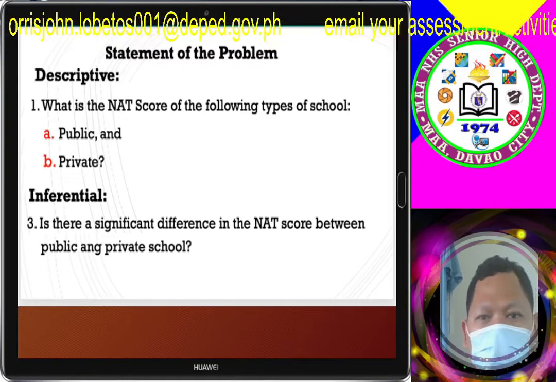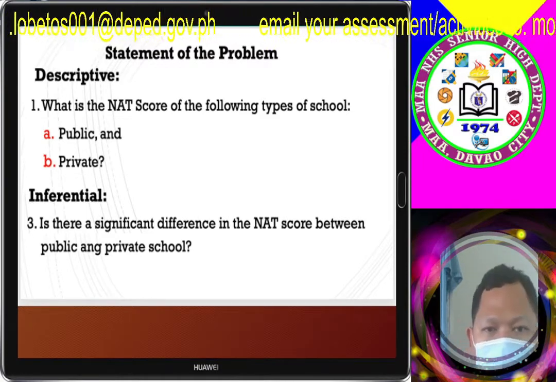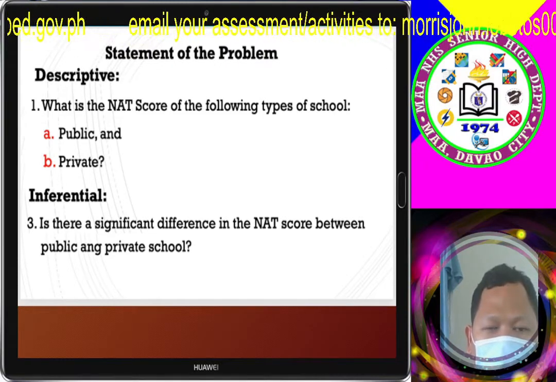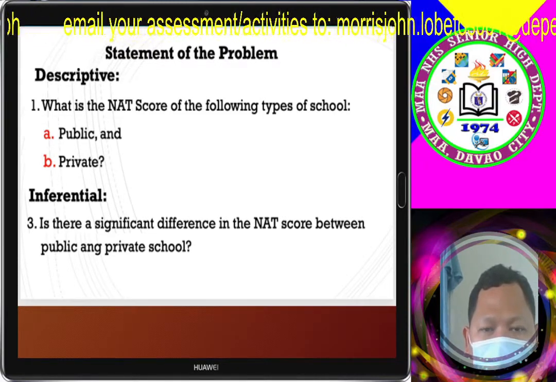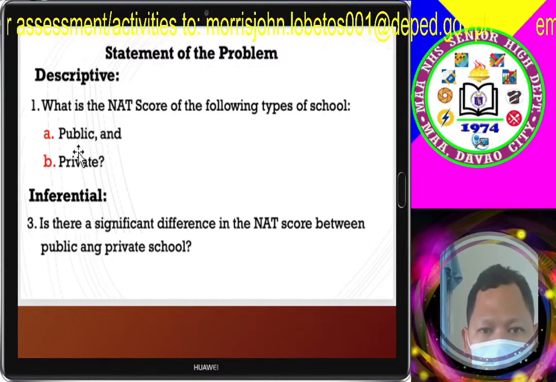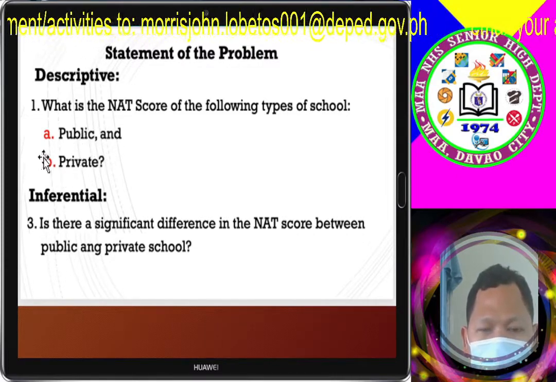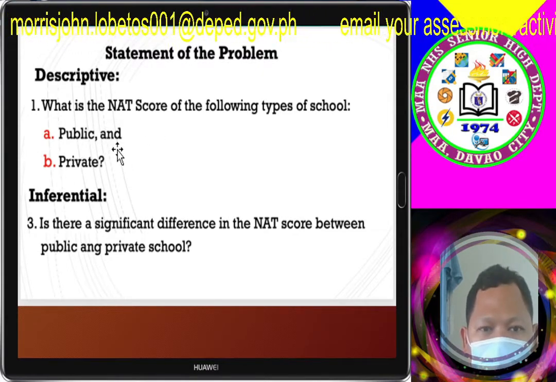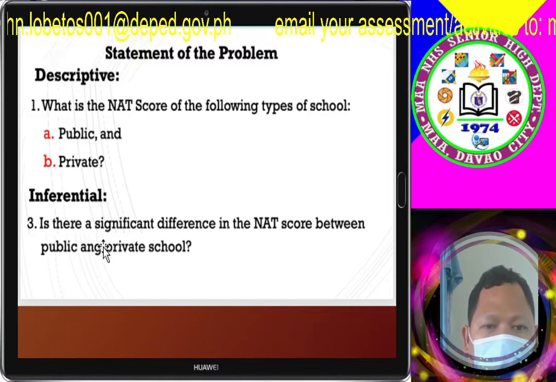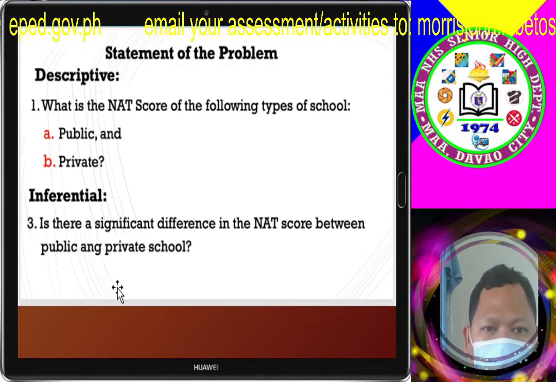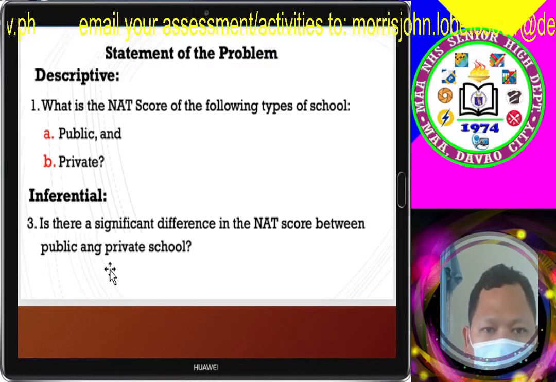This is an example of a statement of the problem. Descriptive: what is the NAT score of the following types of schools? A, public and B, private. As you can see, these are the two indicators of this variable, the NAT scores. Then the differential: is there a significant difference in the NAT score between public and private schools?